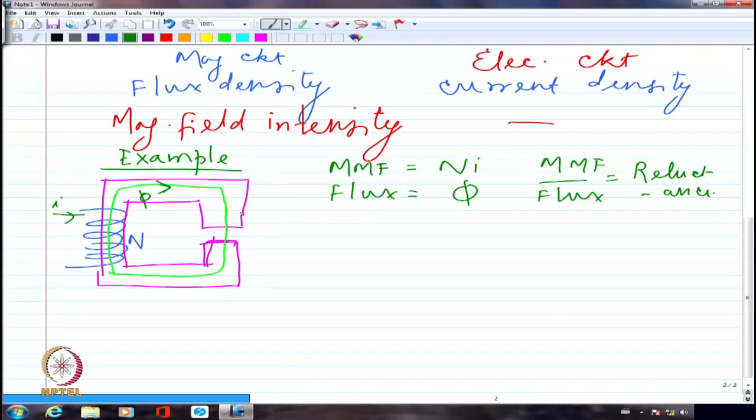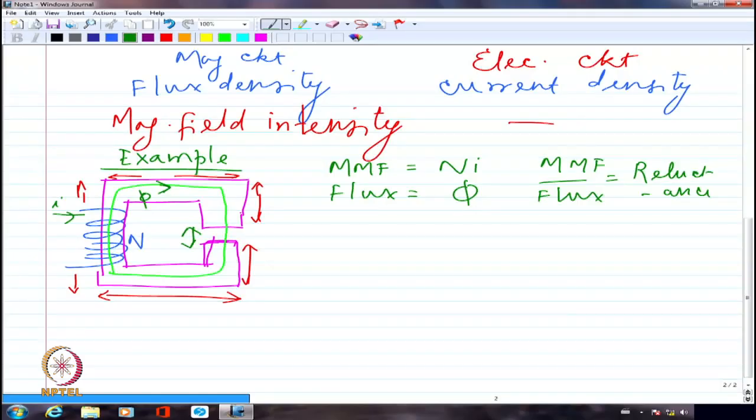Right? And this reluctance, if I try to look at it here, I have some reluctance for the ferromagnetic core alone. From here to here, I will have some reluctance. From here to here, I will have some reluctance. I will also have some reluctance for this. I'll have some reluctance for this. Of course, I'm going to have some reluctance for this limb as well. But there is some more reluctance that I'm going to have for the air gap alone. And the air gap reluctance will in all probability be much higher as compared to the reluctance for the rest of the stuff.